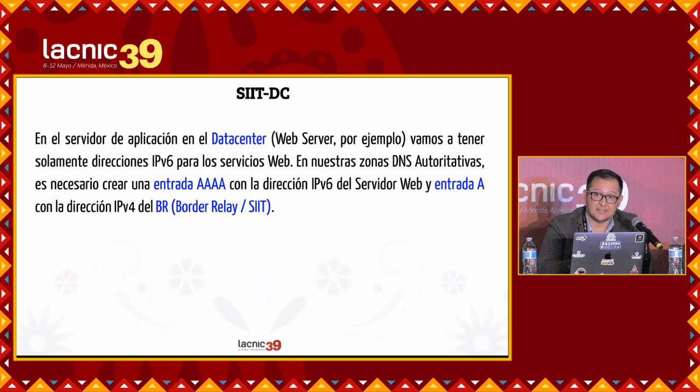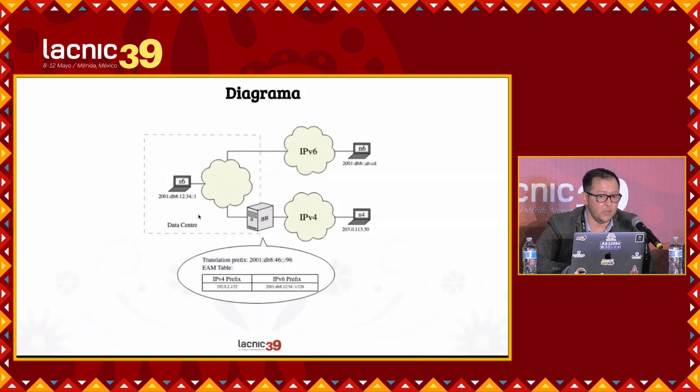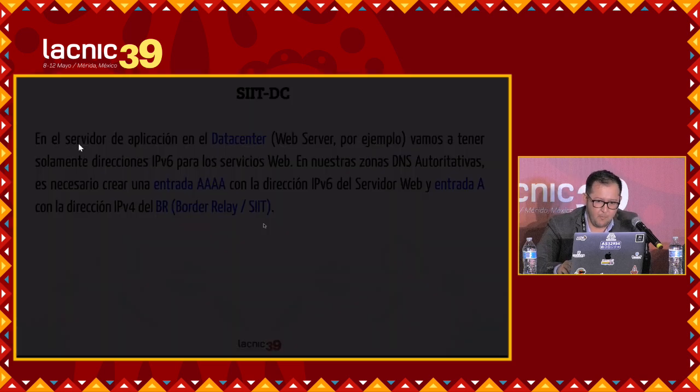So to sum up, so that the web server can be accessed both through legacy IPv4, going through the border relay, or through IPv6, we will set up two DNS entries. One is a quad A, specifically with the IPv6 address that has been set up in the web server, and another entry for the border relay, with the IPv4 address that has been set up at the border relay.